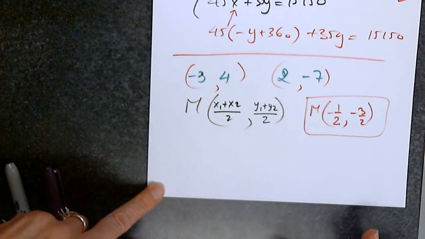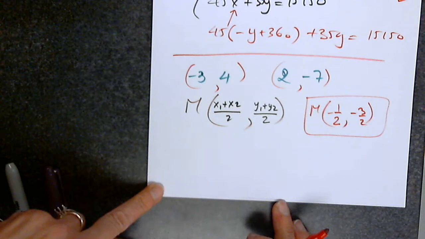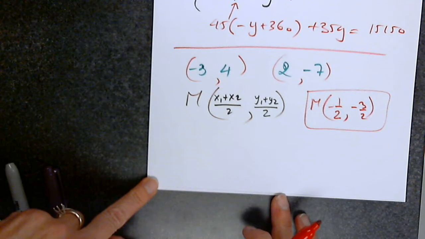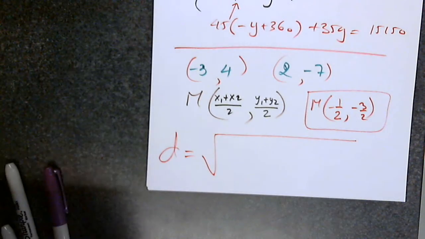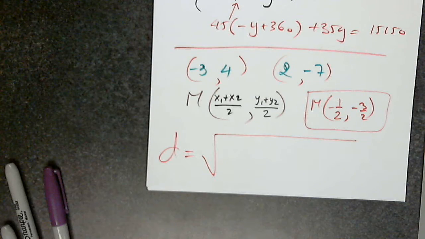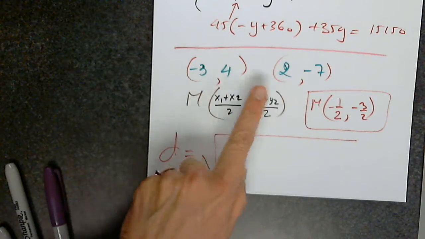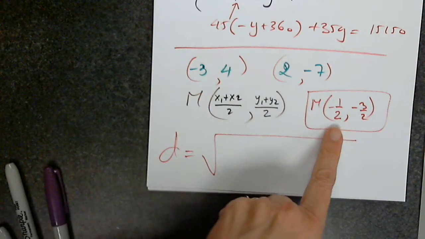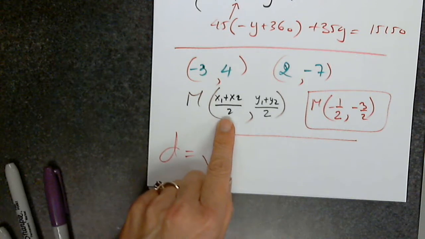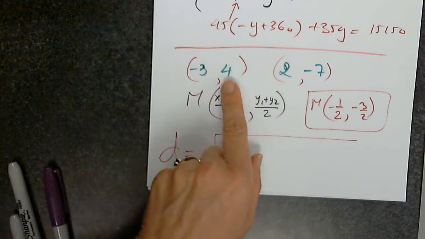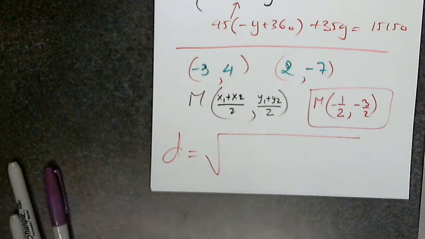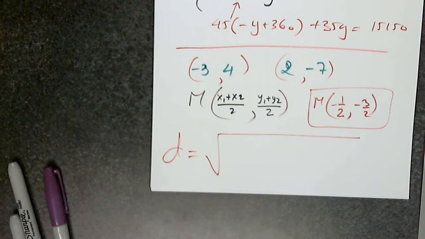Now do you want to continue with the distance or the equation? Distance. Okay, very good. Becky, you had a question? So the formula is you add up the x's and divide by 2. Negative 3 plus 2 is negative 1, so it's negative 1 over 2. And then the y's give negative 3 over 2. Is it okay? Yes. Okay, good.